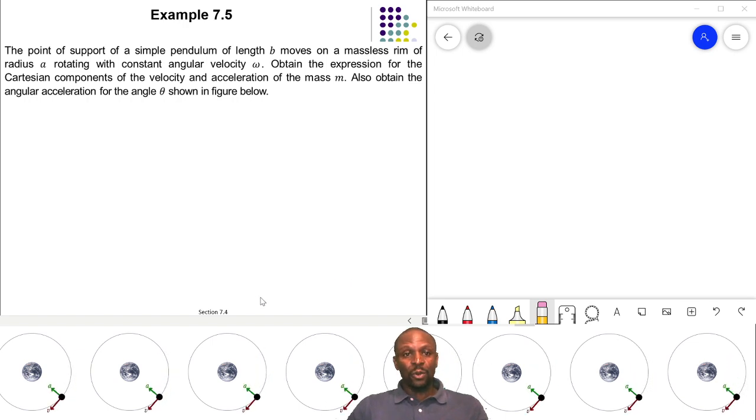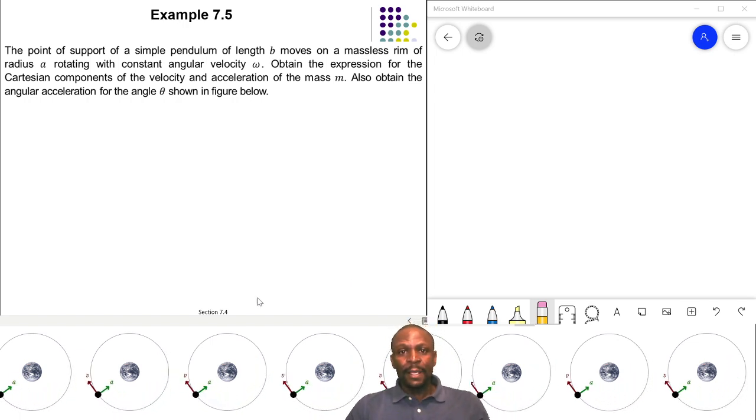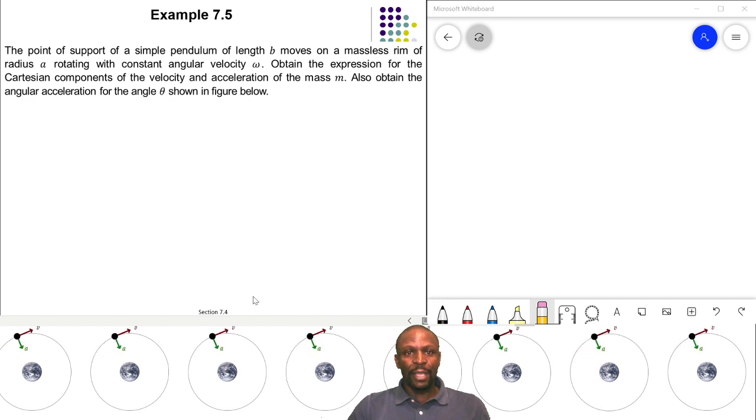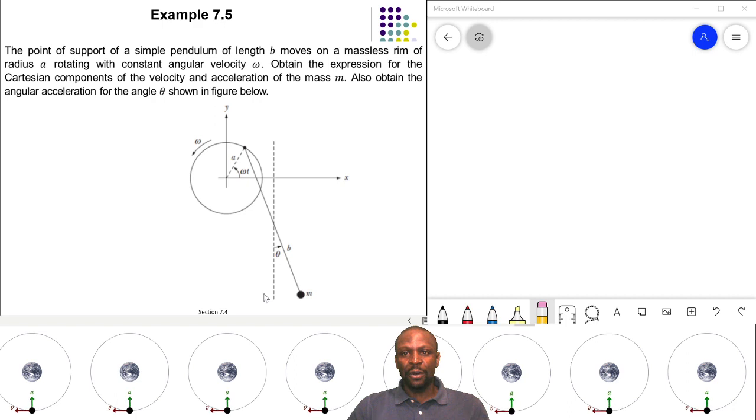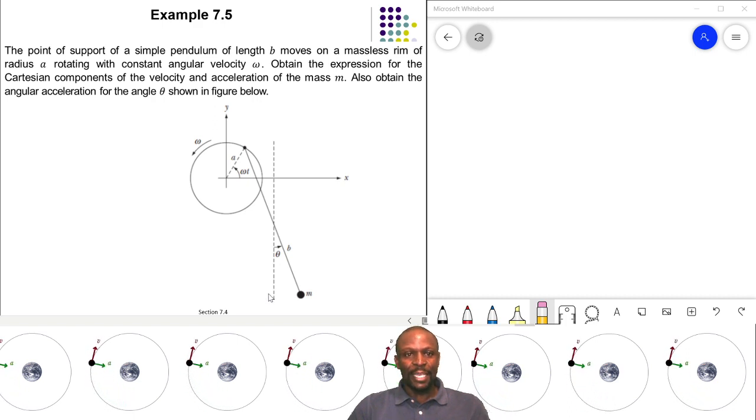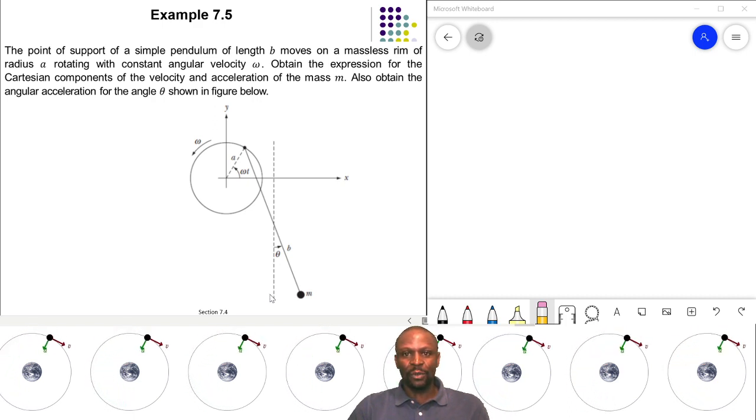Right, now let us also do example 7.5. The point of support of a simple pendulum, as shown in this diagram, of length b, moves on a massless rim of radius a rotating with the constant angular velocity omega.